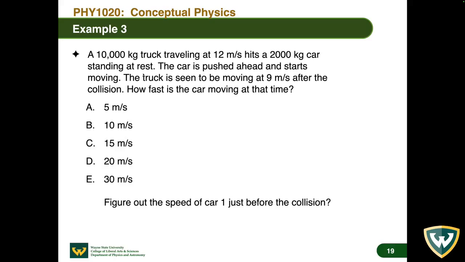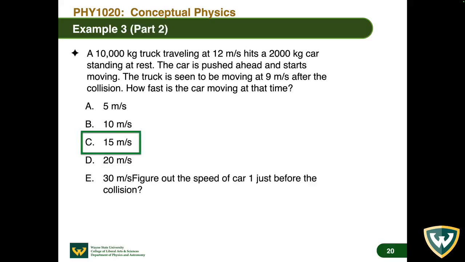I told you the mass of the truck, the mass of the car, how fast the truck was moving before, and how fast the truck was moving after. I also told you that the car was at rest before the collision. The only thing that you don't know, and that's the quantity that you seek, is the velocity or speed of the car right after the collision. So take a pause and try to figure this out. You will find that it's 15 meters per second.